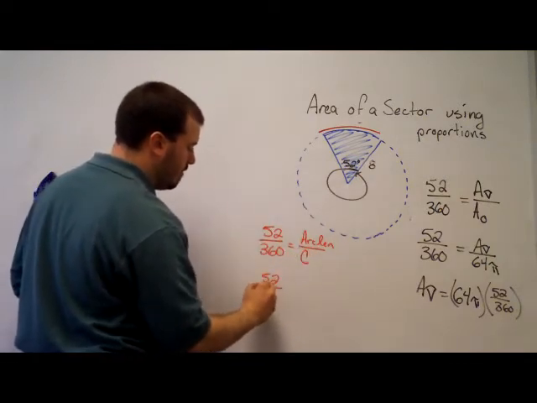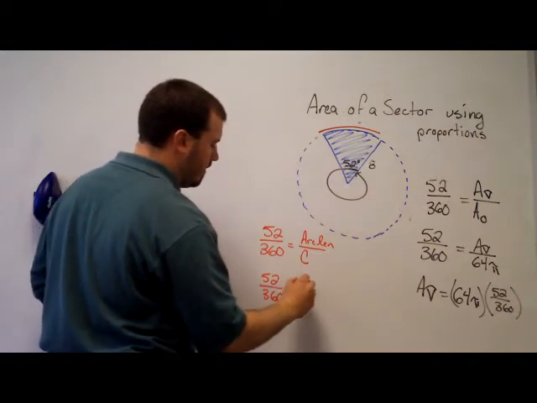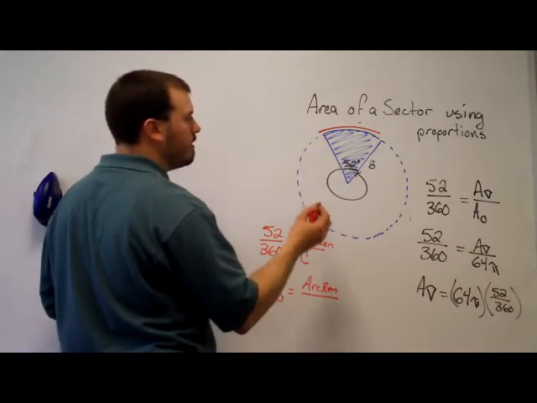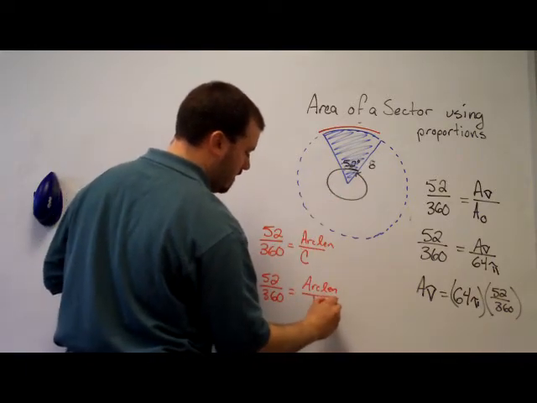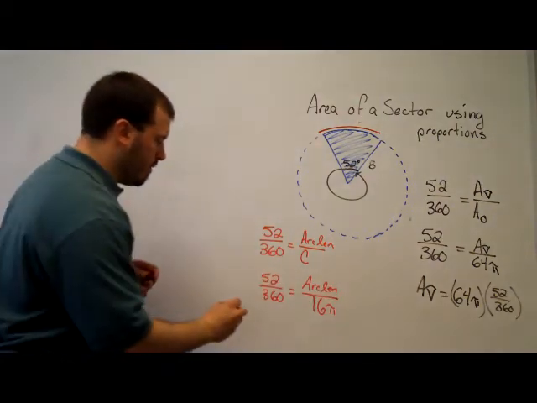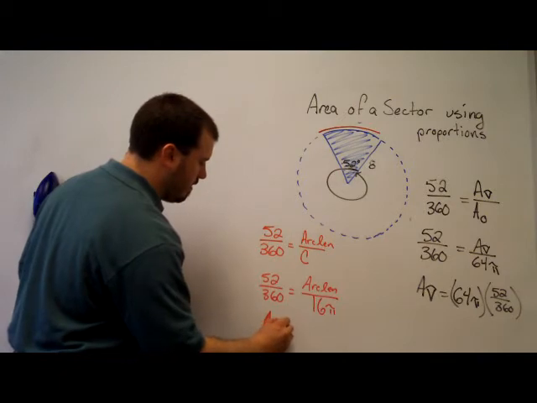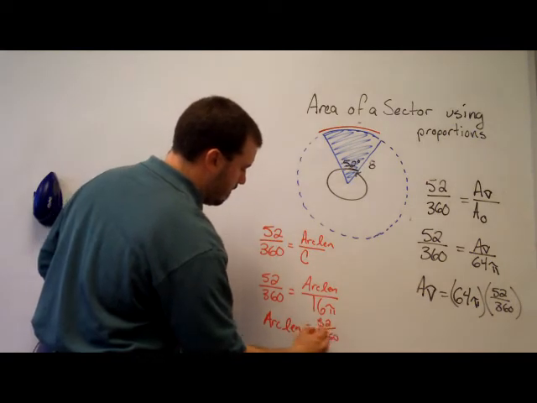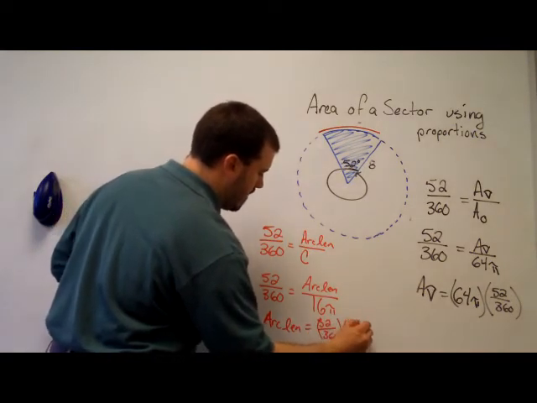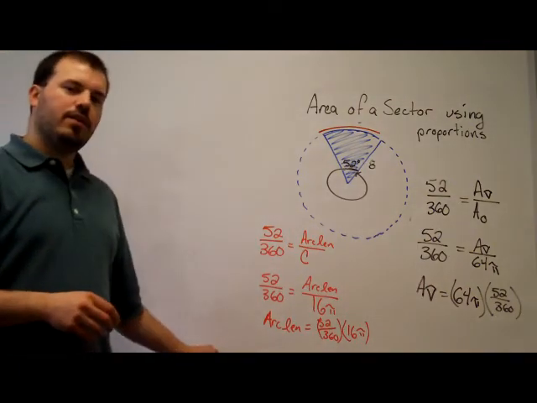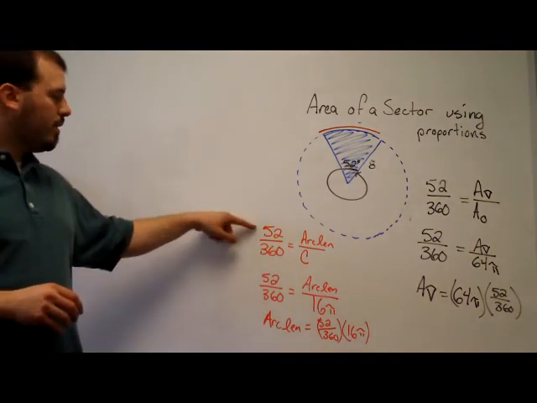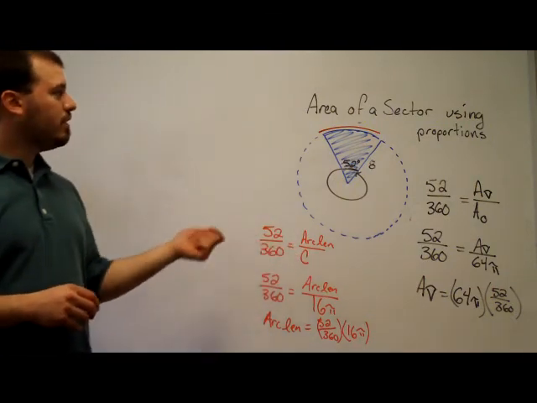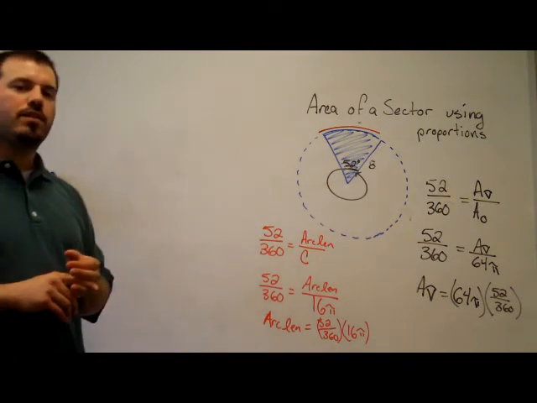So we would be able to set up 52 over 360 is equal to the arc length over 2 pi r, 2 times pi times 8, so 16 pi. And then solve this proportion. The arc length is going to be equal to 52 over 360 times 16 pi. And that would be another way to find arc length, again using the idea of proportions. Part of the circle over the whole circle, part of the circumference over the whole circumference. So that's another way that you can find area of the sector or arc length using proportions.